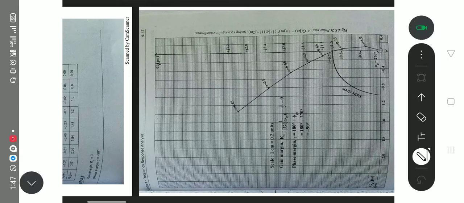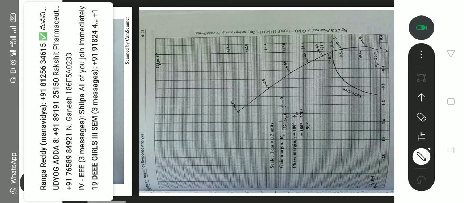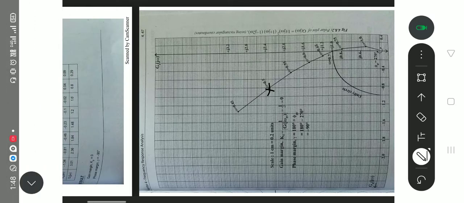Here the value will be 0.5, 0.81. The first value on the real axis is minus 0.81. The G of j omega is 2.36. So the first value is here, then the second value is here, then the third. First denote all the values here. Then after that we can draw the polar plot.